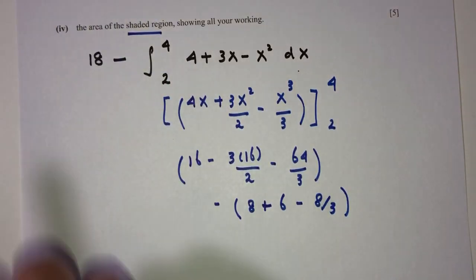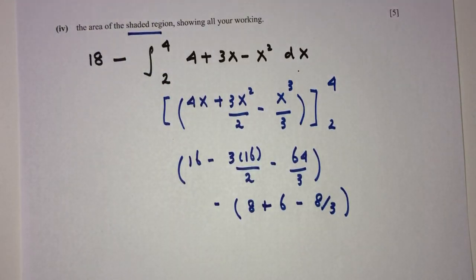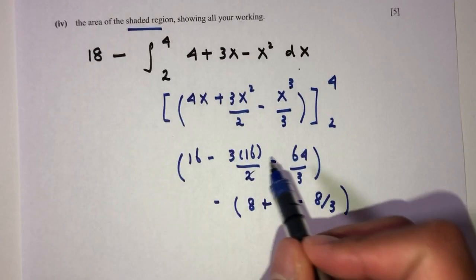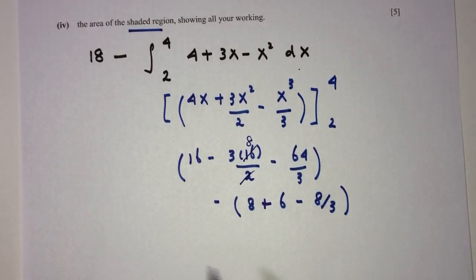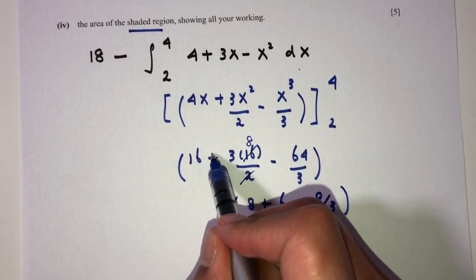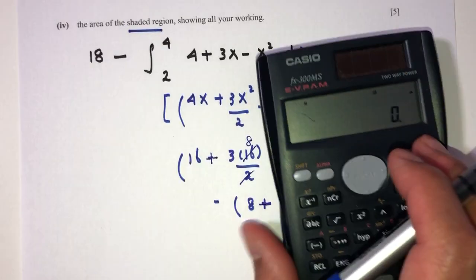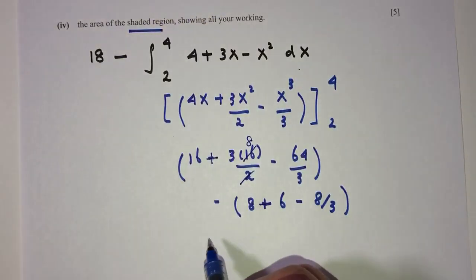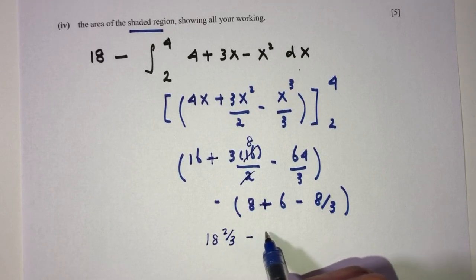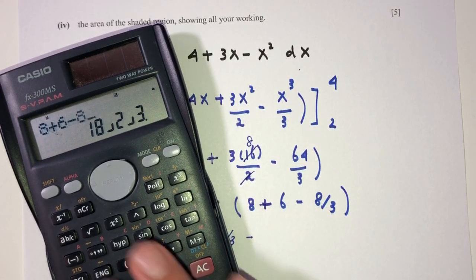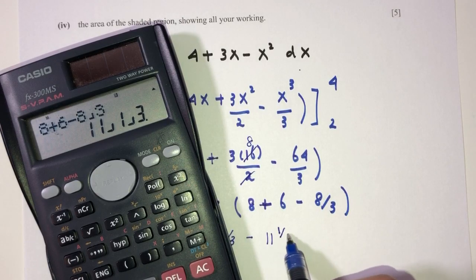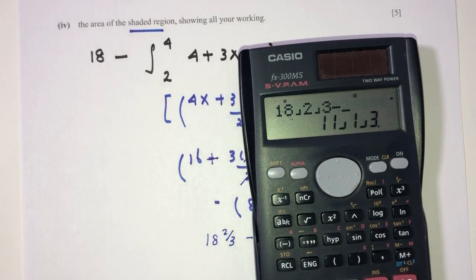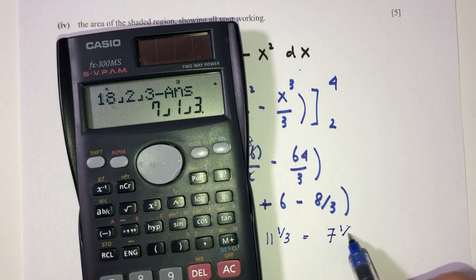So let's try that step by step, because it's kind of big. We might make mistakes here pretty easily, so let's try that step by step. So 4 times 4 is 16, plus, that will be 24, actually the minus and minus give plus. So 16 plus 24 minus 64 over 3, that will be 18 and 2 over 3, minus, that is 8 plus 6 minus 8 over 3, that will be 11 and 1 over 3. So 18 and 2 over 3 minus that, that will be 7 and 1 over 3.